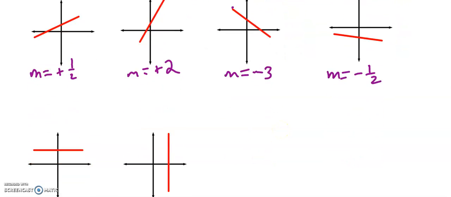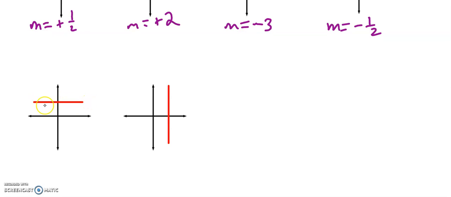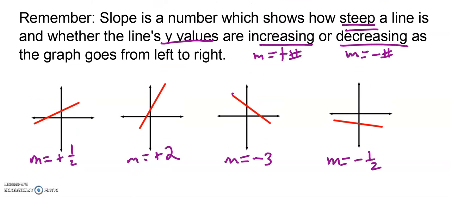Well, there are two special lines, horizontal lines and vertical lines. Remember that as this line goes from left to right, if there is no rise, then we say the slope, the change in y's, is 0. Because again, the slope is how are my y values changing? Well, they aren't changing. They're staying the same. They're staying constant.